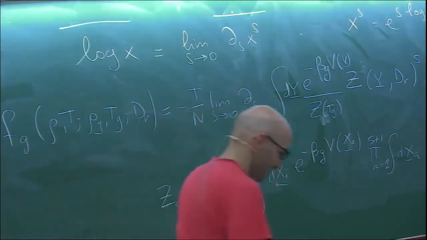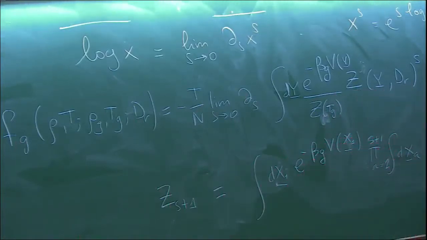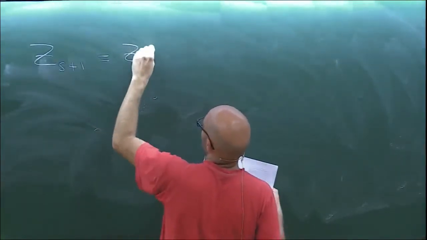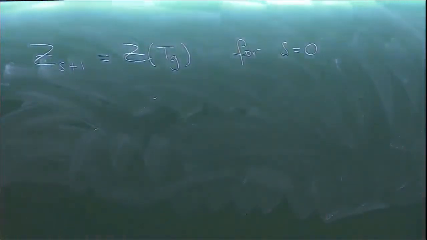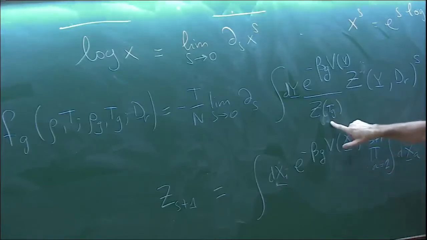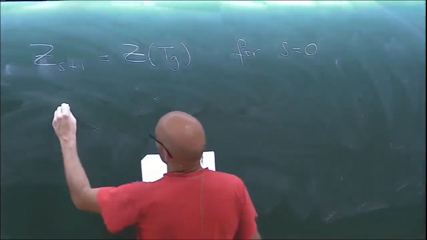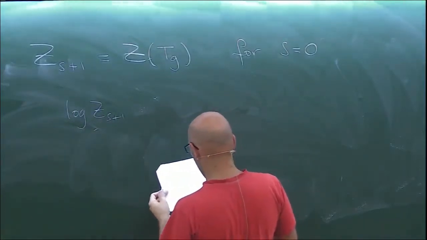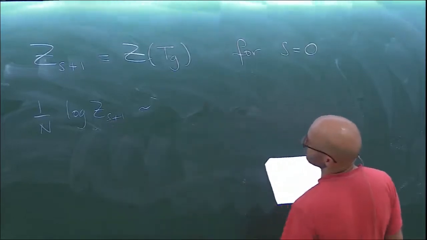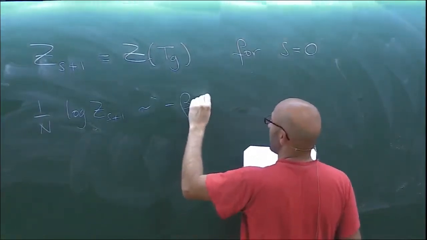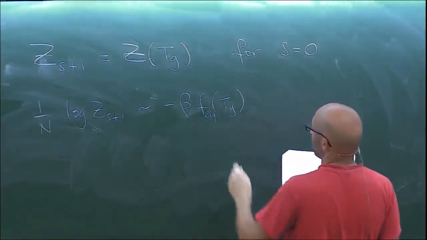Okay? And you can see if you are able to compute this partition function, then the value for s equal to 0 is just the liquid partition function. Because if you put s equal to 0, then you don't have all this part, so it will be the denominator that you have here. And then you can show that if you take the log of z s plus 1 and you divide by n, then you can expand this log for small s. So when s is equal to 0, this is going to be the partition function of the liquid. So you get minus beta times the liquid free energy at temperature Tg, sorry, beta g.